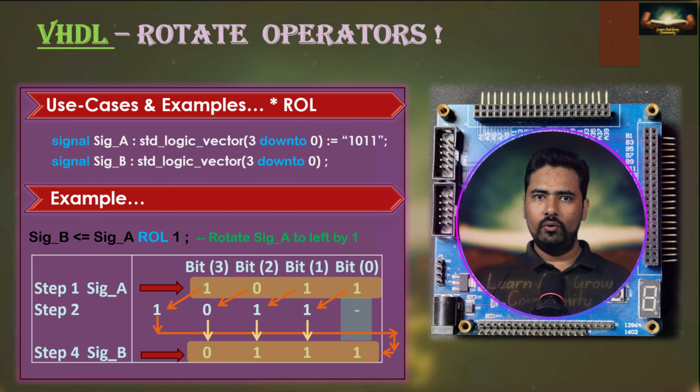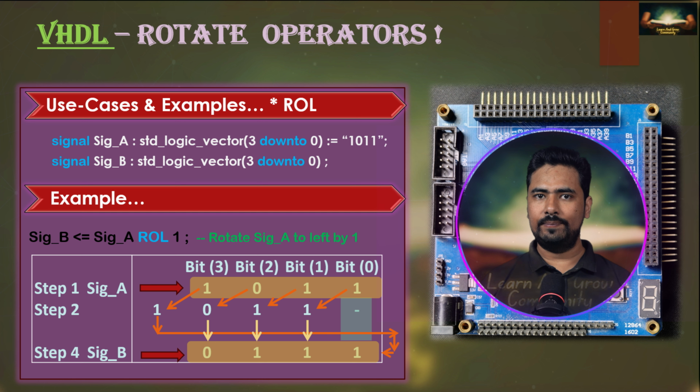Simple. Okay, now if the previous two concepts are clear to you, then this will be easy to understand. We are now rotating signal A to the left by one index in this example. So we will be using the ROL operator here. So the example is the same here. We have two signals, sig A and sig B. Both the signals are 4-bit std_logic data type, and signal A is initialized with the 1011 value.